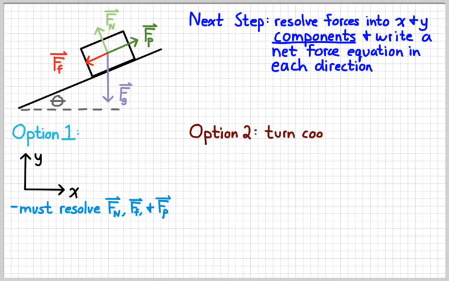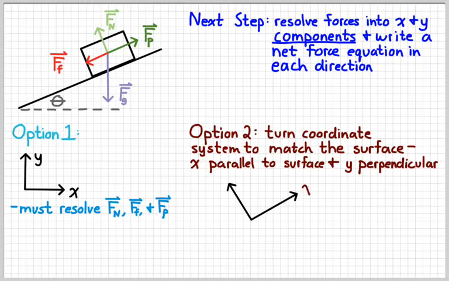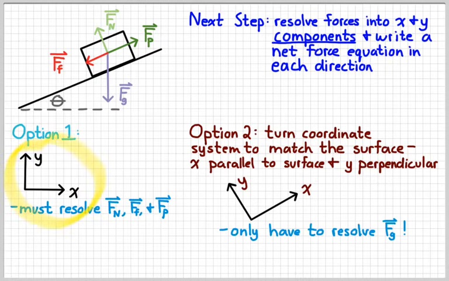So there's option 2. If we turn the coordinate system, our x and y axes, to match the surface, in other words, make x parallel to the surface and y perpendicular to the surface, like that, then the only force that we would have to resolve would be the force of gravity. So the trick is, instead of making our coordinate system up and to the right, we're going to match the incline. So option 2 is going to be our preferred option here.